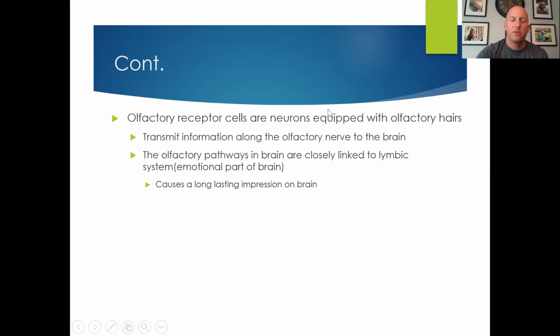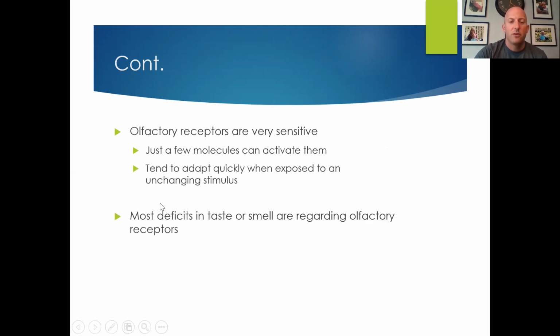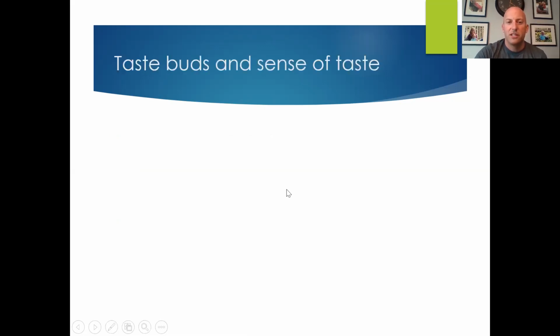The limbic system is what's going to be part of our memory that's associated with emotions, which is why when you smell certain smells, it might remind you of a certain person or a certain time. There might be things that you smell now that when you smell 10 years from now might remind you of what we're going through right now. Okay, most of our deficits are a result of olfactory. We talked a little bit about how we can adapt to that unchanging stimulus.